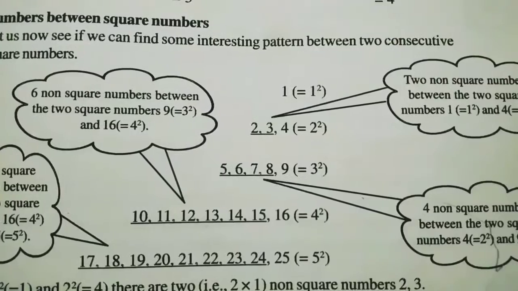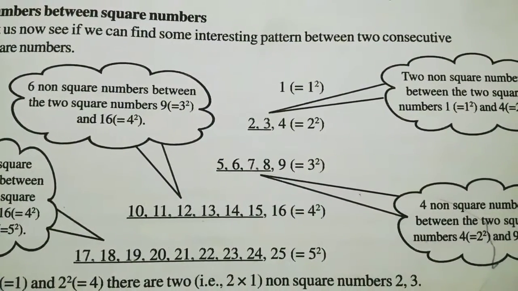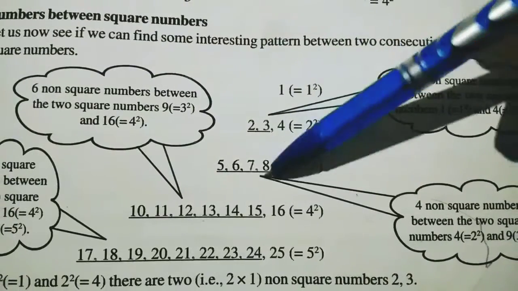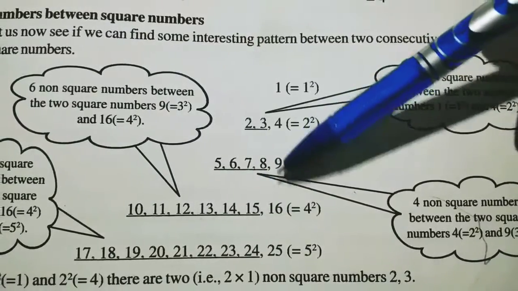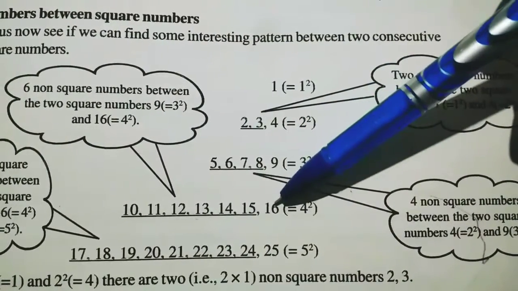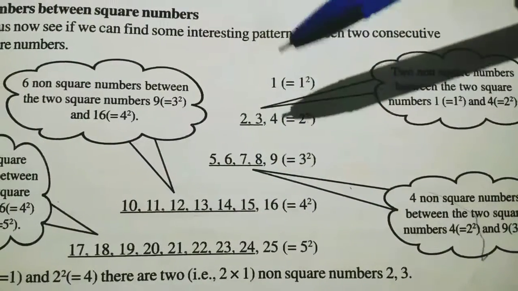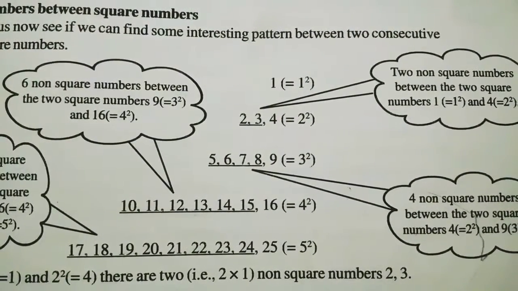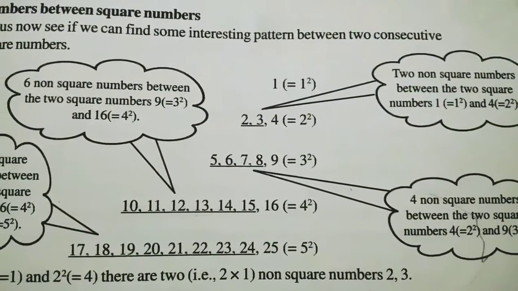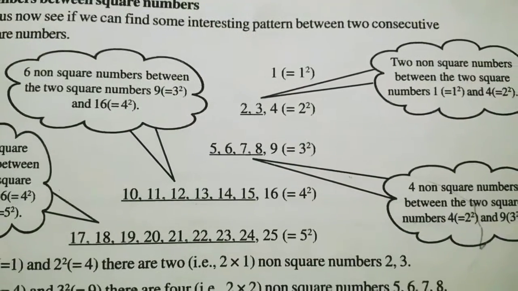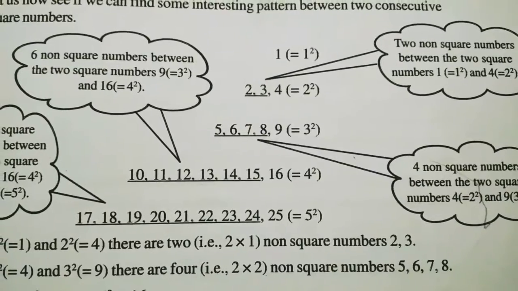You have to find out if a big number is given. How can you find out how many non-square numbers there are between two squares? Here these are small numbers, so you can count them on your fingers. But if I give you two big square numbers, how can you count how many non-square numbers there are? You have to use a formula, use a pattern.